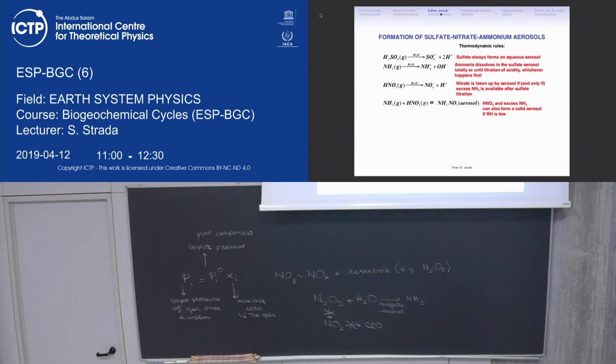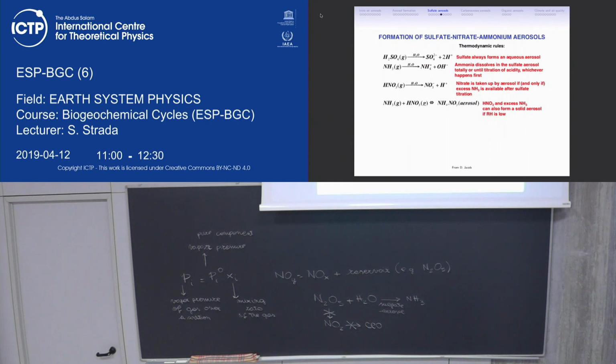So now we move from the sulfate to the nitrate family, and we illustrate here how sulfate and nitrate are tightly linked. So here the story is that you have sulfuric acid that is mainly formed in the troposphere in an aqueous aerosol. So it dilutes in cloud droplets and forms sulfate. And in this aqueous aerosol, ammonia, NH3, which you remember is one of the main products of the biofixation that transforms dinitrogen into some reactive nitrogen, is dissolved in the sulfate aerosol.